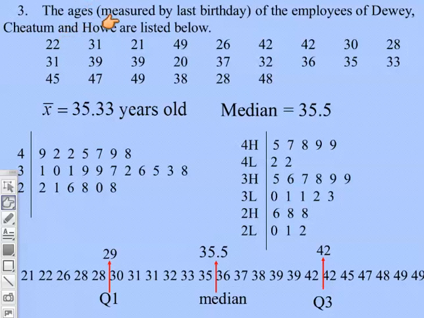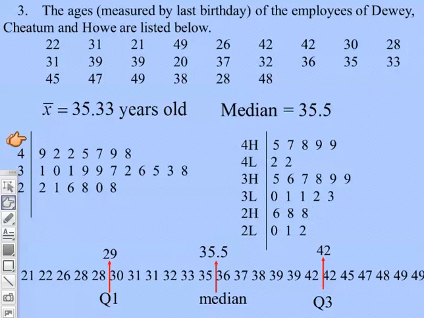Okay, let's look at this one. The ages, measured by last birthday, of the employees of Dewey, Cheatham, and Howe are listed below. Well, they just listed a bunch of ages there. The X bar age is 35.33 years old. The median is 35.5. What can we do? Well, there are several different ways we could display this. I want you to notice this one over here.